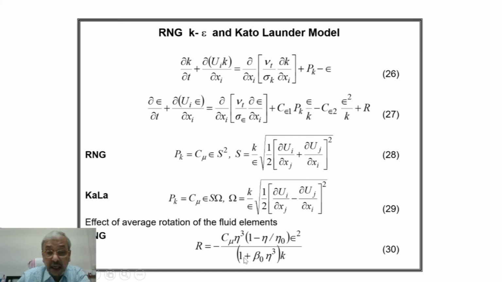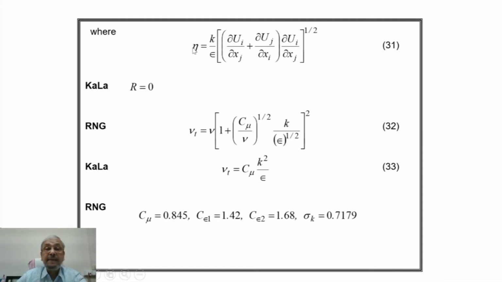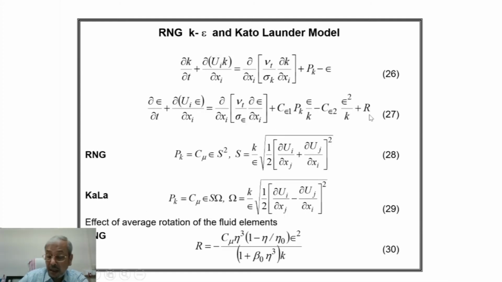eta naught into epsilon square divided by 1 plus beta naught eta cube into A, where eta is given by, again you can see, k by epsilon into del ui by del xj plus del uj by del xi into del ui by del xj. Expansion for each i equal to 1, if you vary j equal to 1 to 3, i equal to 2, j equal to 1 to 3, i equal to 3, j equal to 1 to 3, it will be producing some expression equivalent to dissipation. So, having found the square root of that term, then multiplying by k and dividing by epsilon, we get eta, and then we plug in that eta in this R term to create the R term.